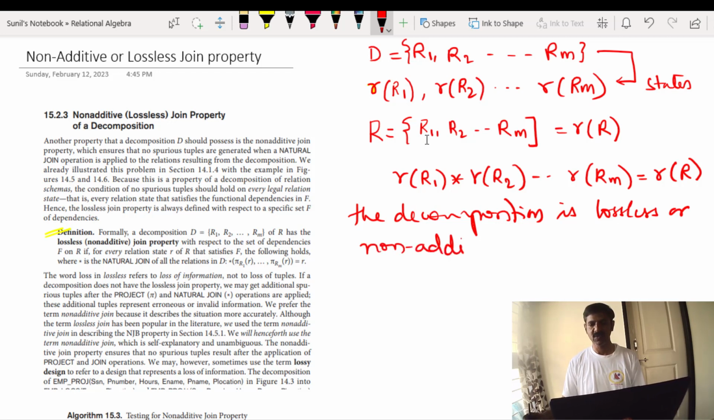Please note both things are the same, non-additive and lossless. So we have seen the definition of what is the non-additive or lossless join property. In the exam, the question would be to define what is the lossless or non-additive join property. You should be able to define this property with an illustrative example like this.